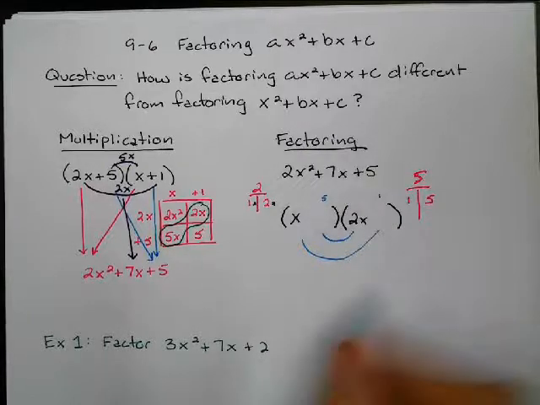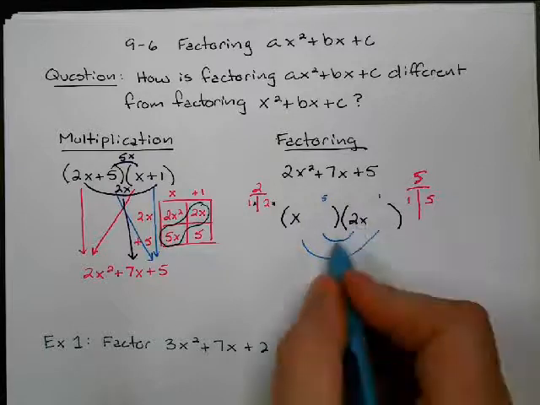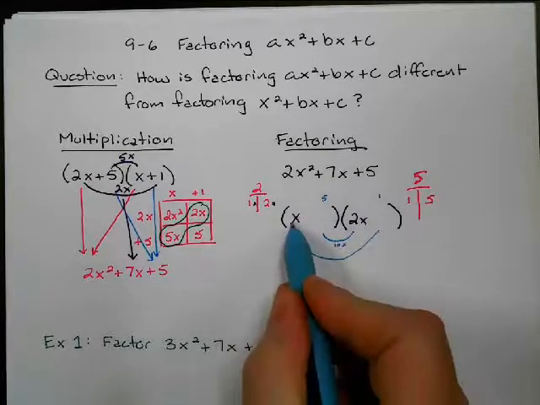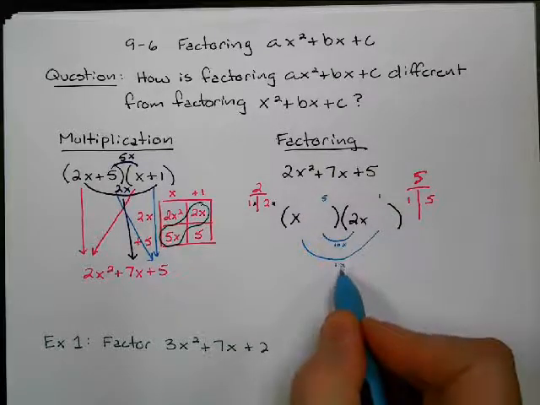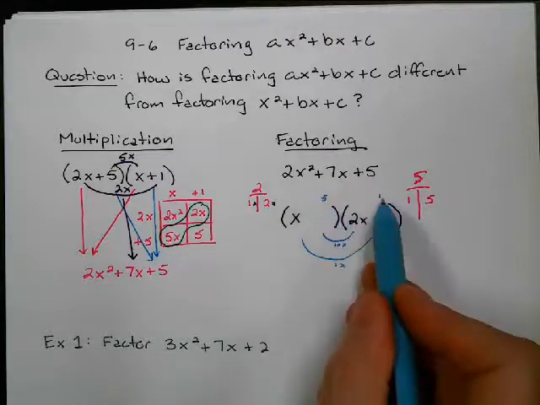Let's see what would happen if I did that. If this were 5 and this were 2x, I would get 10x right there. And if this were 1x and this were 1, I'd get 1x right there. 10x plus 1x is 11x, not 7x. So 5 and 1 doesn't work.